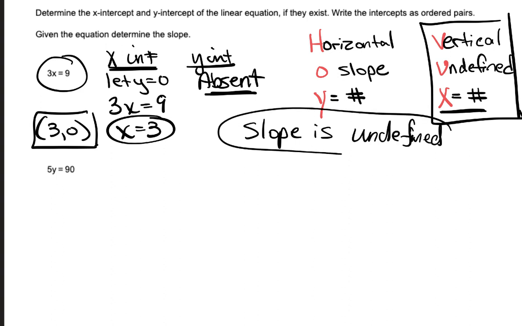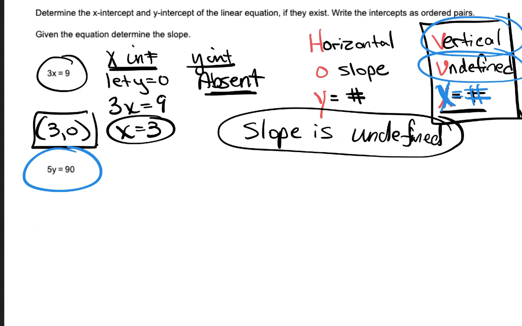And once again, the way I got that is I looked at it and thought, well, there's only an x. So I could write this as x equals 3. And from my memory peg, VUX, when it's in the form of x equals a number, that means it is a vertical line, and the slope is undefined. Okay, I hope that helps. Let's do this other one real quick.